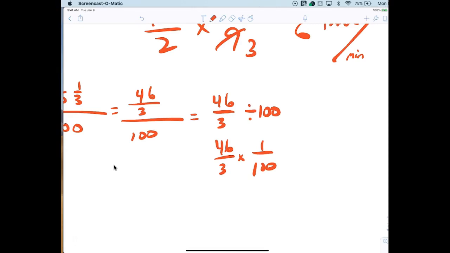Now I can reduce the 46 and the 100 by what? 2. So when I do that, this becomes 23, and this becomes 50. And then? 23 over 150, yes, because 3 times 50. All right, is that what we got for an answer now? Yes. Now, does everybody understand how you have to understand fractions in order to be good with this? Is everybody good with this? Anybody have any questions?